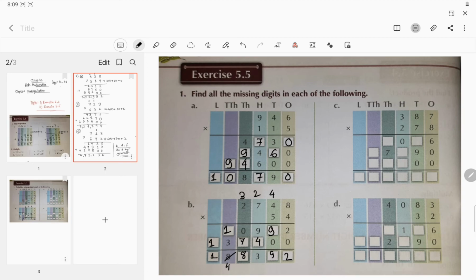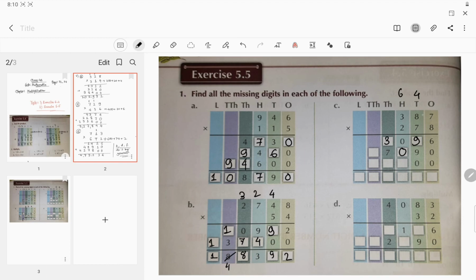7, 8, 56. So carry 5 here. 8, 8, 64. 64 plus 5 is 69. So write down 9 here and carry 6. 3, 8, 24. So 24 plus 6 is 30. So write down 3 here. Now 7, 7, 49. So that's why it is written 9 here and carry 4. 7, 8, 56. 56 plus 4 is 60. That's why it will be 0 and carry 6.